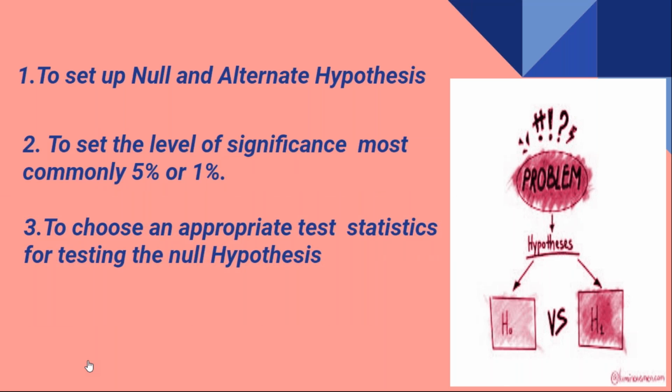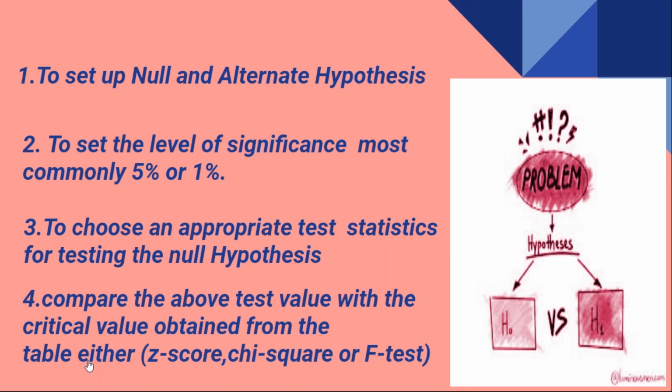The third step is to choose an appropriate test statistic for testing the null hypothesis, and the test statistic we are going to use is the z test. The last step is to compare the test value with the critical value obtained from the table. The table depends on what type of test statistic we are performing. It can be your z test, chi-square test, or f test. Let's understand it with a problem.